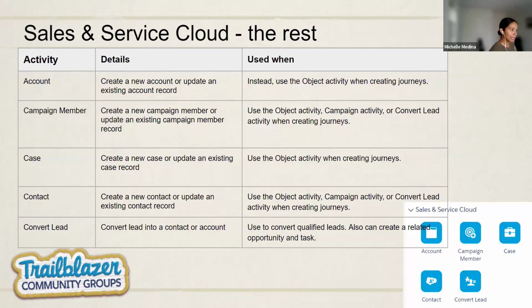And then the campaign member activity. So you can create a new campaign member or update an existing campaign member. And again, depending on your use case and your journey requirements, you can use the object activity, you can use the campaign activity, or you can use the convert lead activity if that's what makes sense for your journey as well. Then you have the case activity, so that creates a new case or updates an existing case record. And then you have the contact activity. Similarly, it creates a new contact or you can update an existing contact.